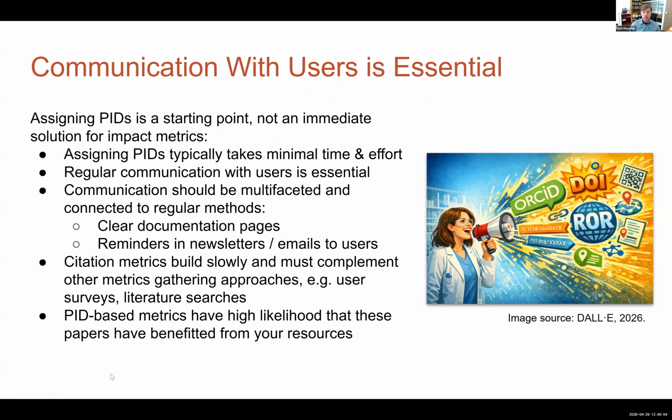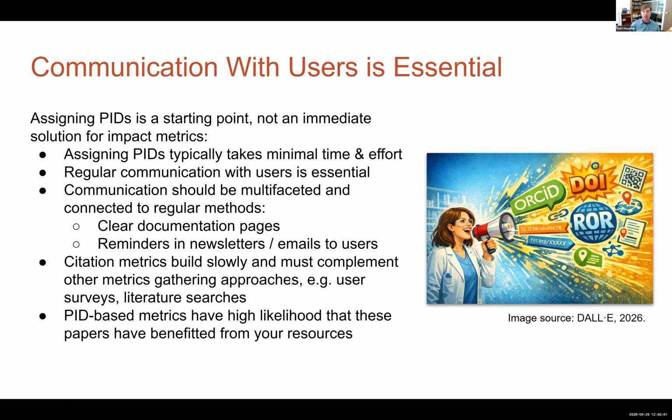Next slide, please, Keith. So circling kind of away from the system side, want to emphasize this point, which is that communication with users is really important. Assigning a PID like a DOI is a starting point, but in and of itself doesn't solve anything, right? You really need people to use them and to cite them and to put them in their papers and things like that. So, typically assigning a PID itself is quite easy, but regular communication with users is essential. Doing that in multifaceted, regular ways is important.